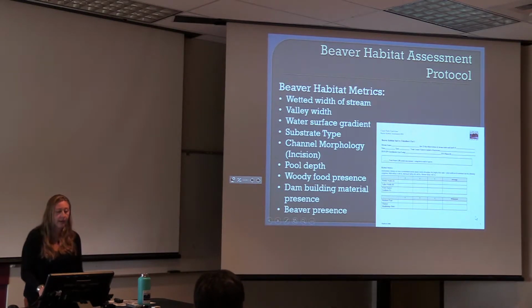We're looking at how incised it is, so could it be a potential site for restoration? How much water is there? By looking at depth and the width of the stream, I was trying to figure out how much water there was for beavers, because they like good deep water to hide from predators. How much food was there for beavers? So we looked at the number of plants and the thickness of the stems of the plants.